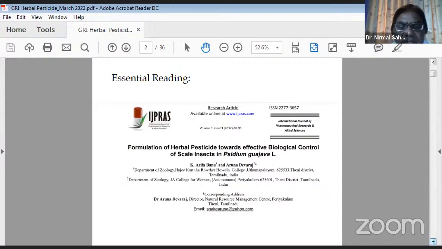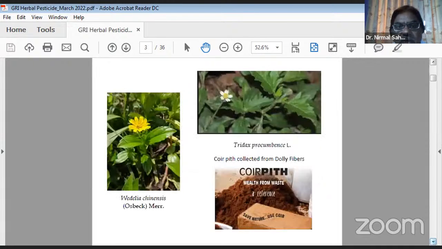In this slide, you are looking at a formulation for scale insects. This has been done in the formal science by using some plants. The plants used for this formulation were Tradex and Bedelia, and the coir is used for the vermiculture, and the vermiwash is used as one of the components in the formulation. The formulation requires, of course, the main ingredients. Apart from the main ingredients, there could be other ingredients which may enhance the activity of the main active ingredient, or may substitute or supplement its activity, or may help in other ways, for example in stabilization and property enhancement.